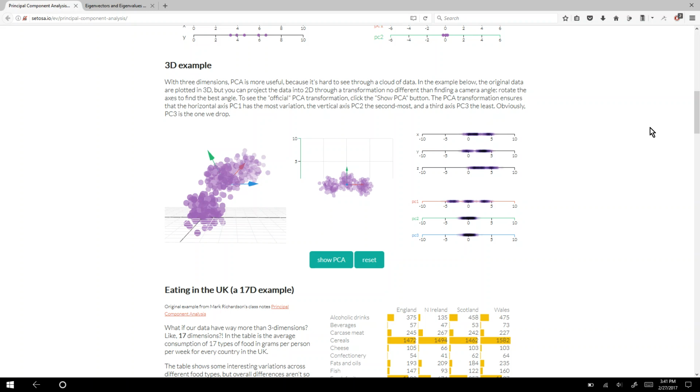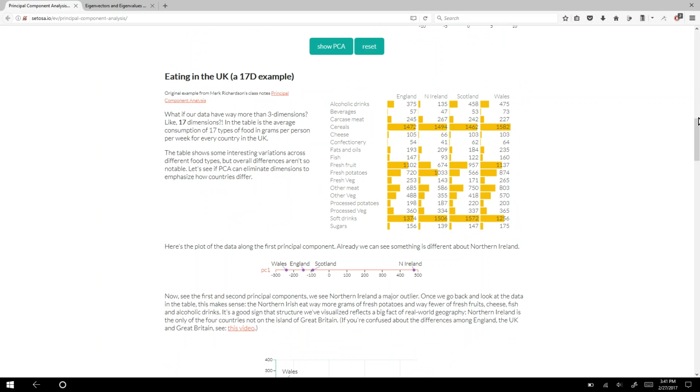And then they do an example with 17 dimensions on the different kinds of foods that people eat in the United Kingdom. They went to England and Ireland and Scotland and Wales. Again, here we have 17 different things, and when you have this much information, it's hard to process in our brain.